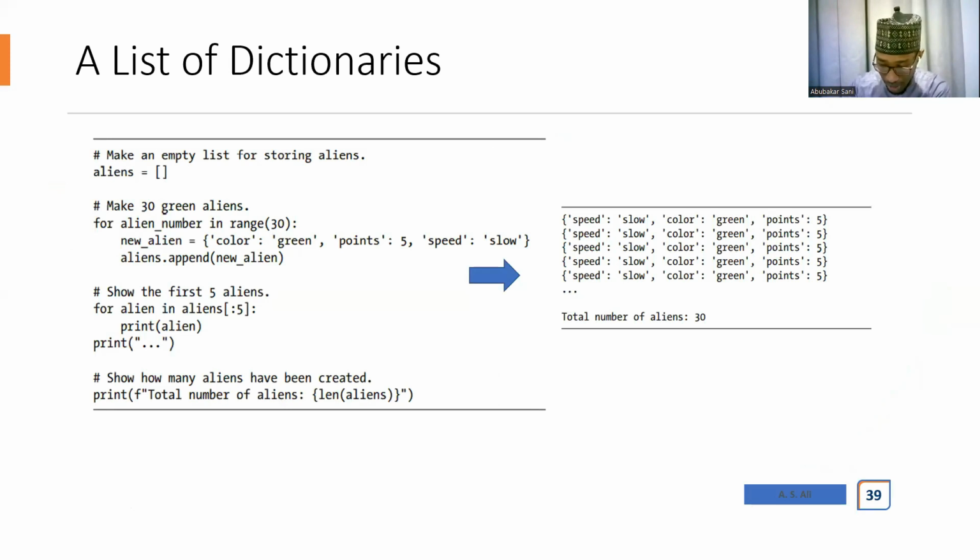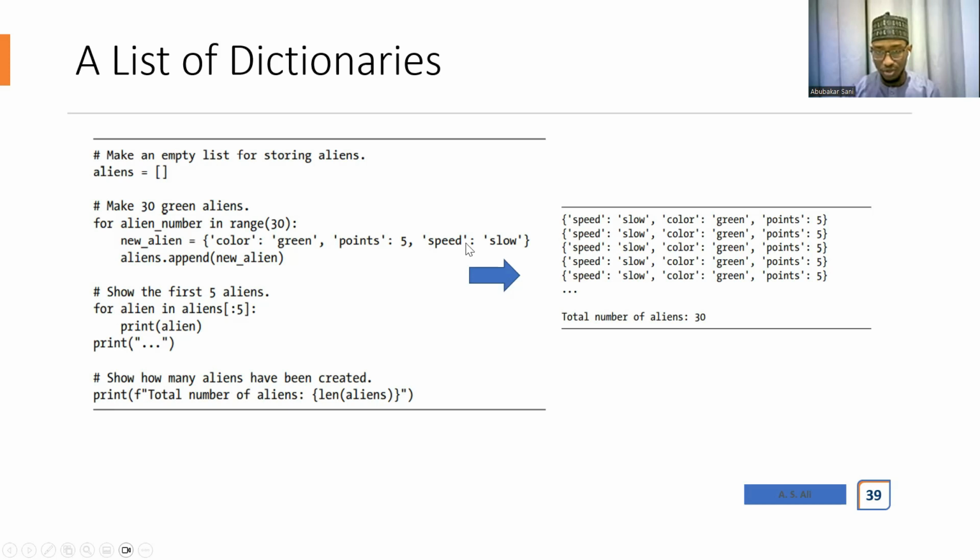Okay. Let's say you are building a video game, and you have aliens. It's a list. You have aliens as a list. You can see it's an empty list. All right. And we want to have a description of each alien as a dictionary. So we have 30 aliens in this video game. So each alien is what? Has a green color. Okay. If I kill that alien, I get 5 points because this alien has a slow speed.